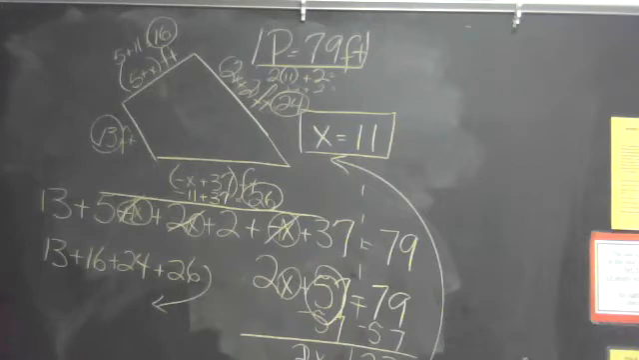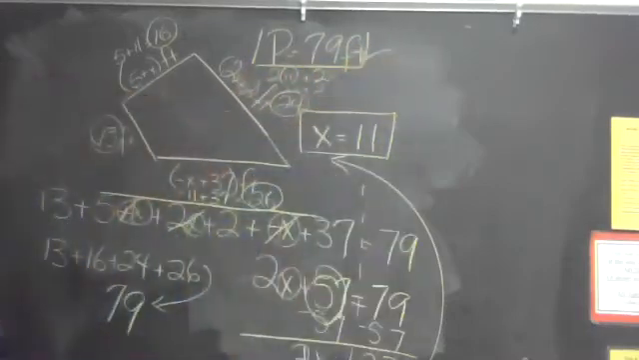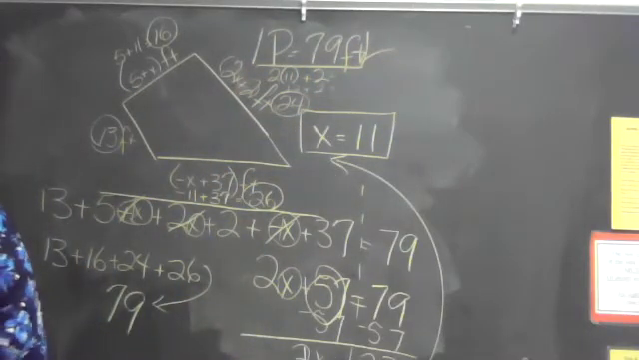79. What's it supposed to add up to? 79 feet. So we probably got the right answer, didn't we? Do you get it? Okay.